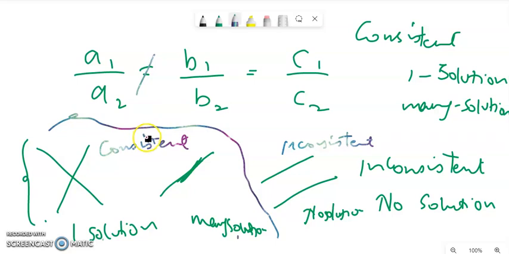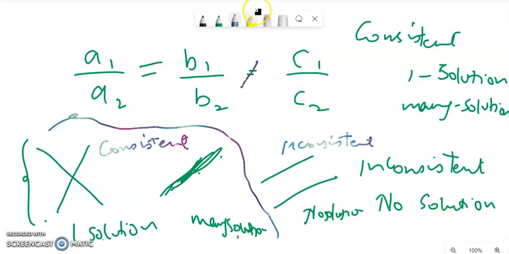And what is the next condition? The next condition is when all these three are equal: a1 by a2 is equal to b1 by b2 and equal to c1 by c2. In this case, we will be getting many solutions, coincident. In this condition also, we call it consistent with many solutions. And for parallel, the condition is that a1 by a2 is equal to b1 by b2 and not equal to c1 by c2. In this case, it is inconsistent with no solution.